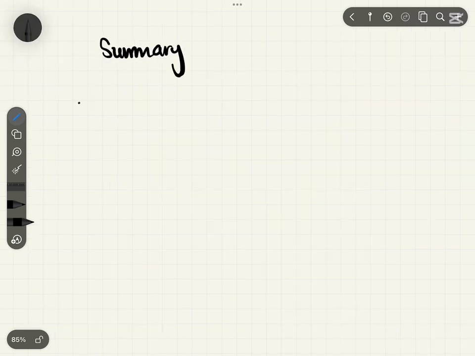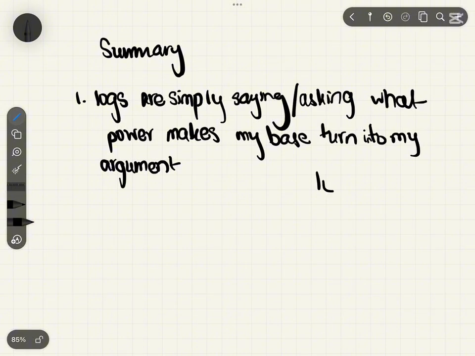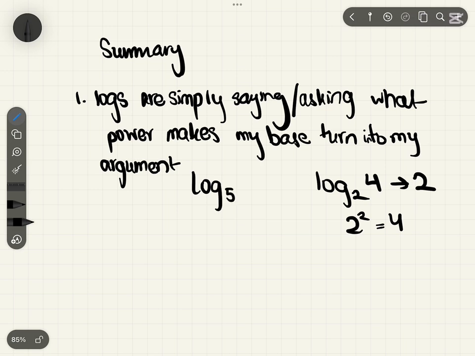For a summary of this lesson, logs are simply saying what power makes my base turn into my argument. So log base 2 of 4 would be 2, because the power of 2 would make 2 turn into 4. Similarly, log base 5 of 125 would be 3, because the power of 3 is needed to turn 5 into 125. So think about what makes the base turn into the argument, and that will be your answer.